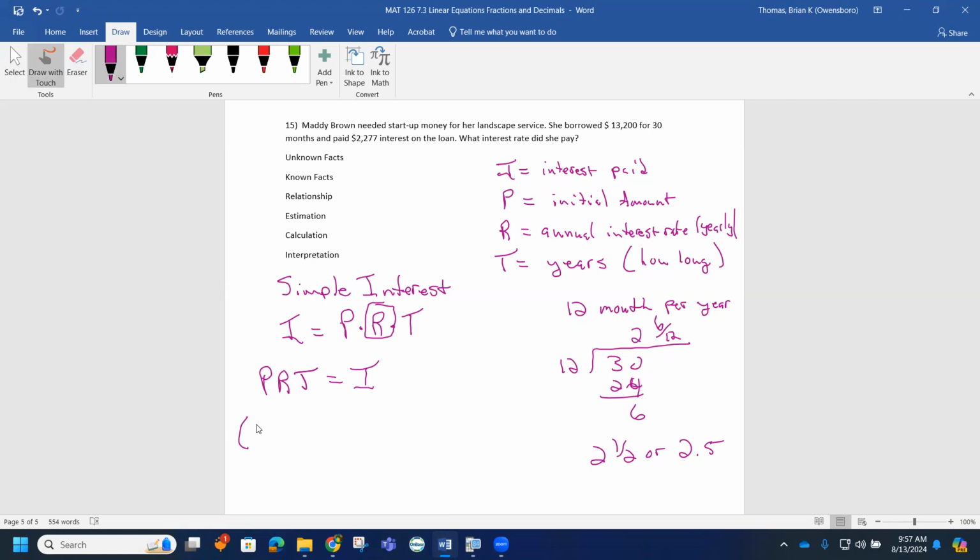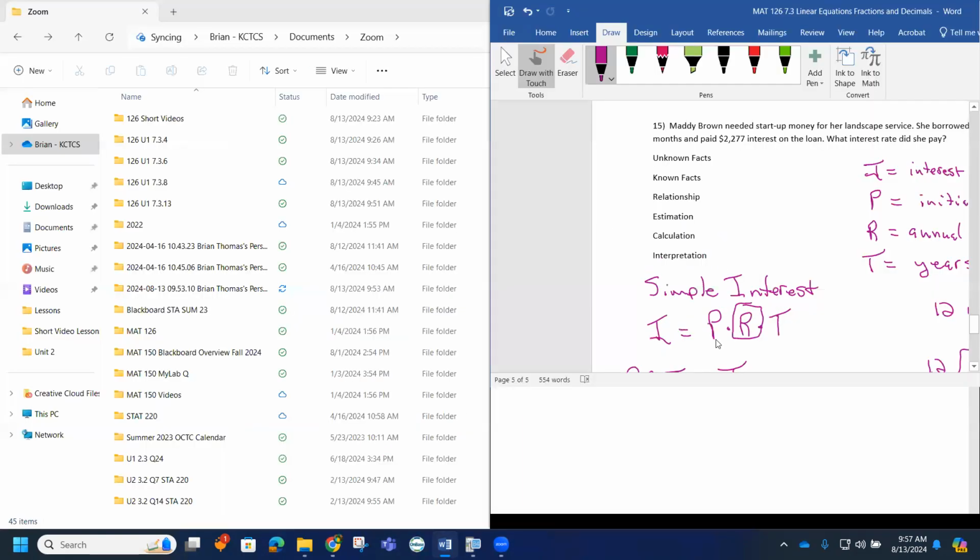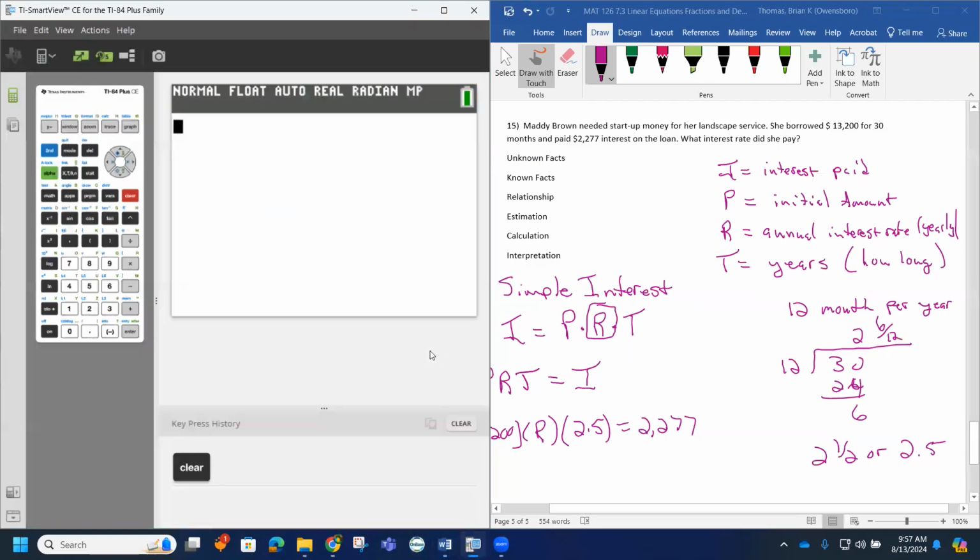We know that the amount borrowed was the principal, 13,200. We don't know the yearly interest rate, and the time we had to convert to 2.5 years. And the interest paid was given to us as 2,277. Remember, all this multiplication can be manipulated, and we can use a calculator on this problem. Since it's an application, we already did enough math by hand.